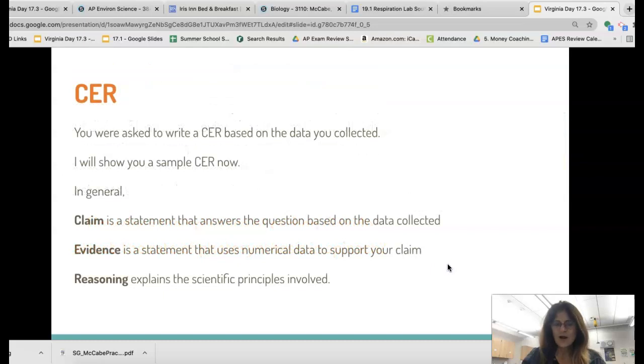You were asked to write a CER based on the data you collected. I'm now going to show you a sample CER. In general, when you write a CER, your claim is a statement, usually just one sentence, that answers the research or lab question based on the data that you collected. Your evidence is a statement, usually a couple of sentences, that uses numerical data to support your claim and also to explain the trend or pattern that the data shows. And then your reasoning is where you bring in the science and you use the scientific principles involved to explain how your evidence supports your claim and why it all makes sense.